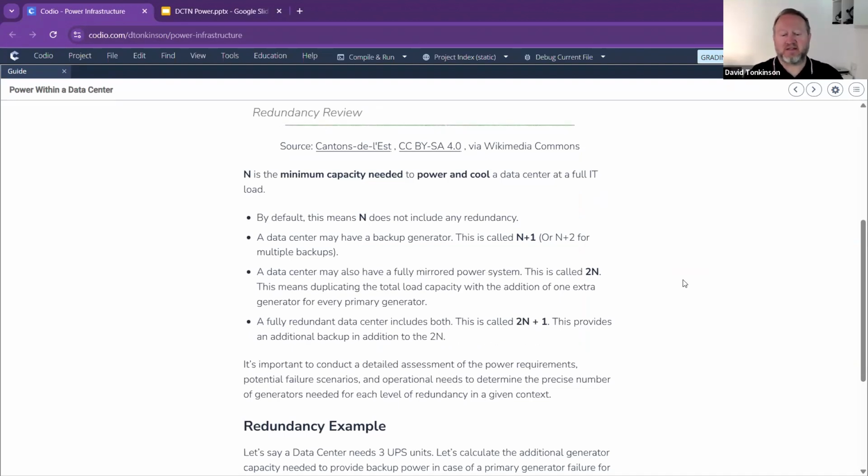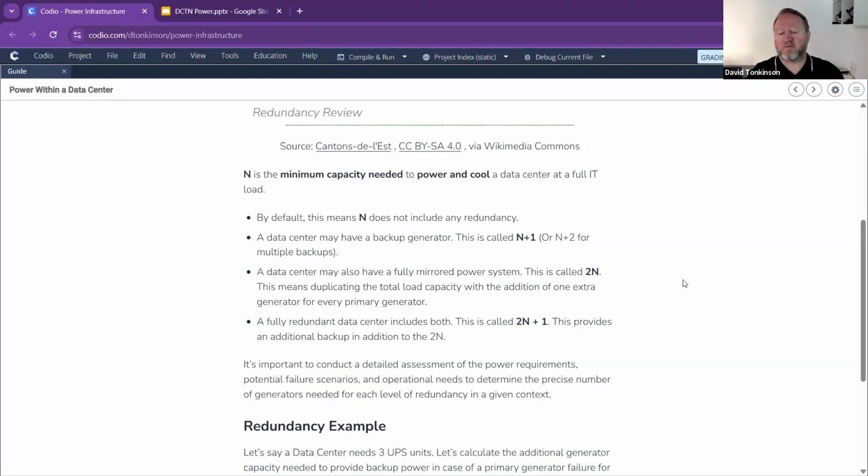When we define this, n is the minimum capacity needed to power and cool the data center. Remember, we've got to get it cool as well. So by default, you have n power generators. A data center will essentially have a backup generator. This is called n+1. So if I can run my entire data center off a single diesel generator, I've got one generator.